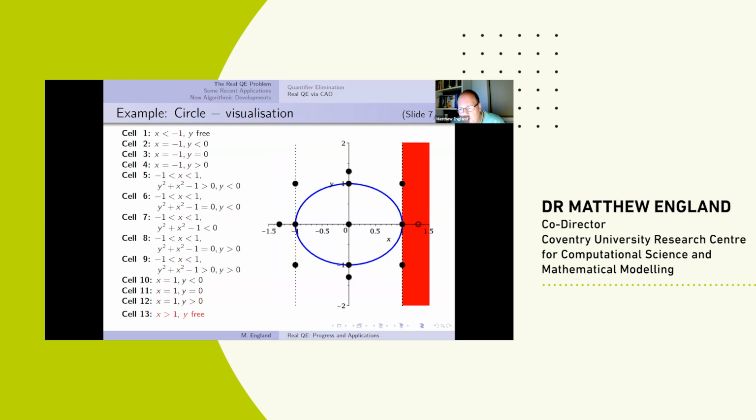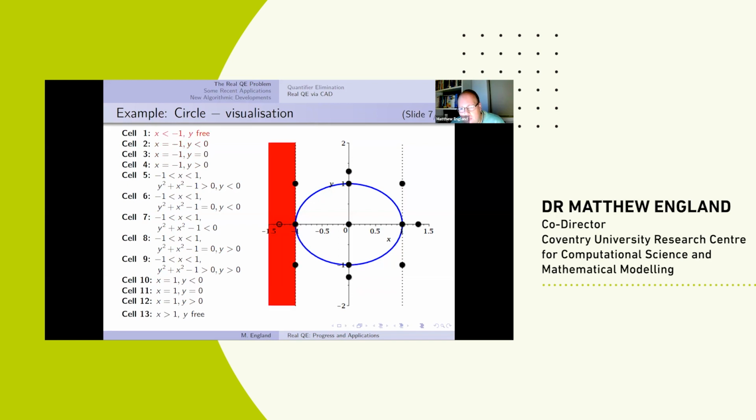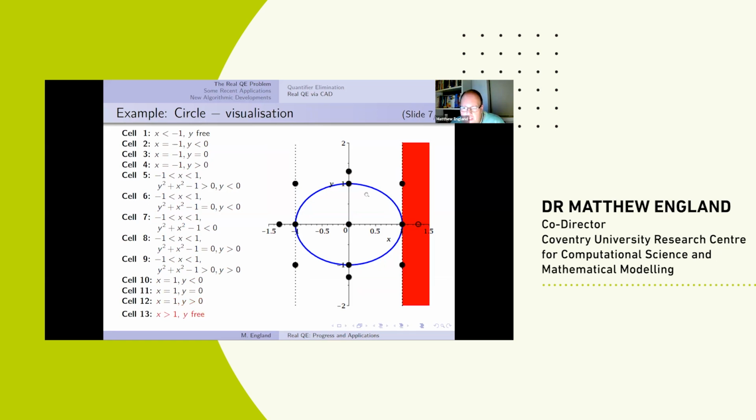So what are the key points to take away here? Well, the first one is that we have a decomposition. So these 13 cells together make up the whole of the two-dimensional real space that is the plane, but they don't overlap. Secondly, each cell is algebraic because I can define it relative to some polynomials, not just the polynomial that defines the blue circle. I also need the polynomials that define the dotted black lines on either side in order to define those cells. So that's an important point. It's not just the input polynomials that are required to define the cells, but possibly others as well.